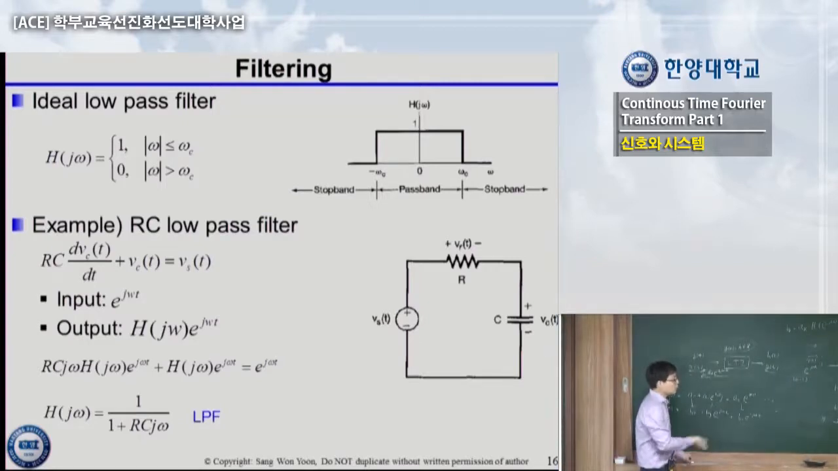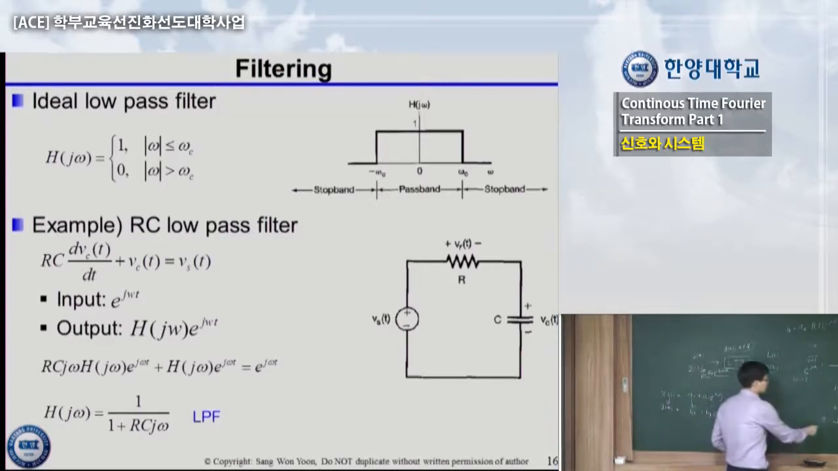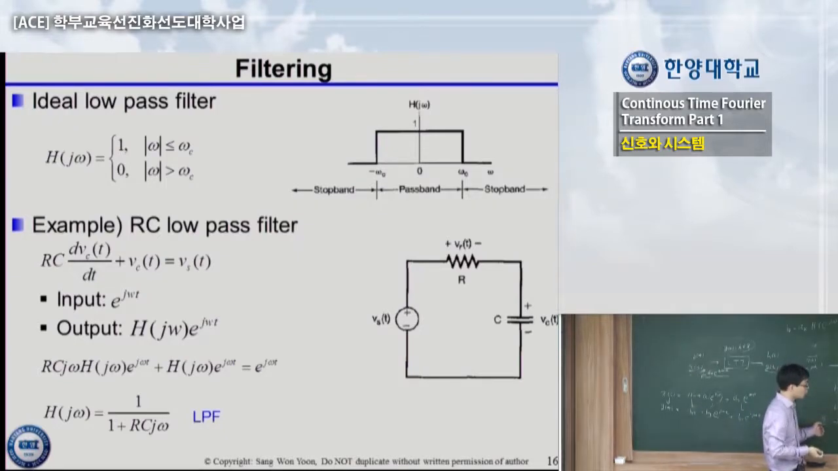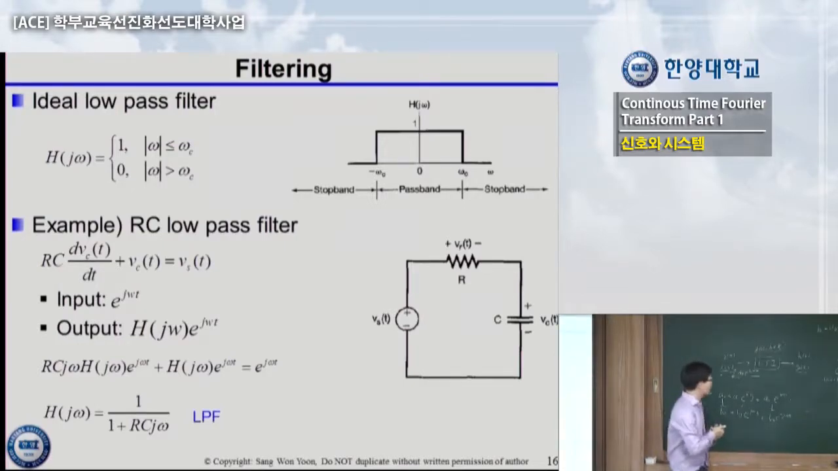So we already find what's y. And what's left? One left, we will find what is y. So we already find what is y. So what's left is what is h in here. So you can find a relationship between input and output in this circuit.